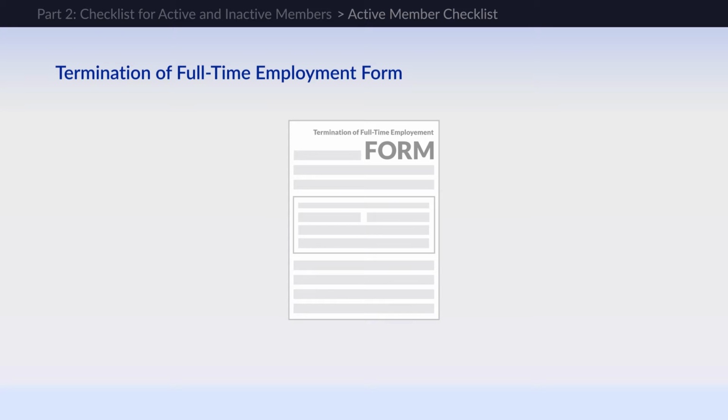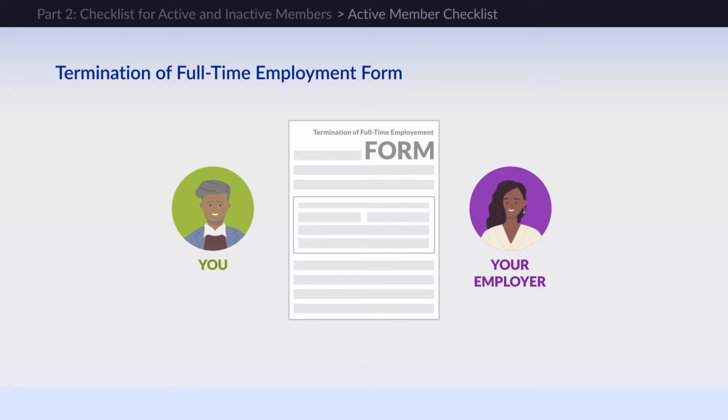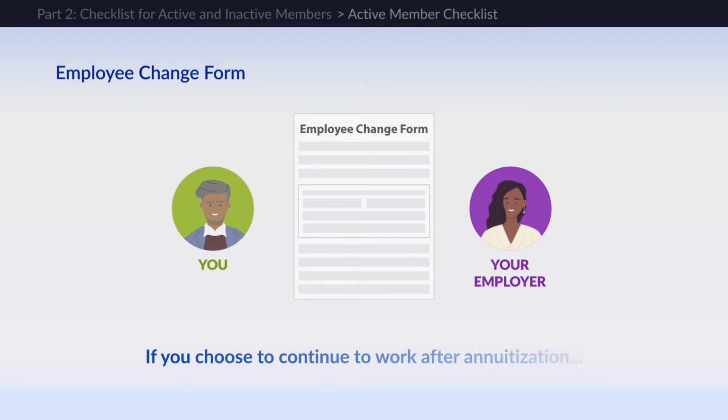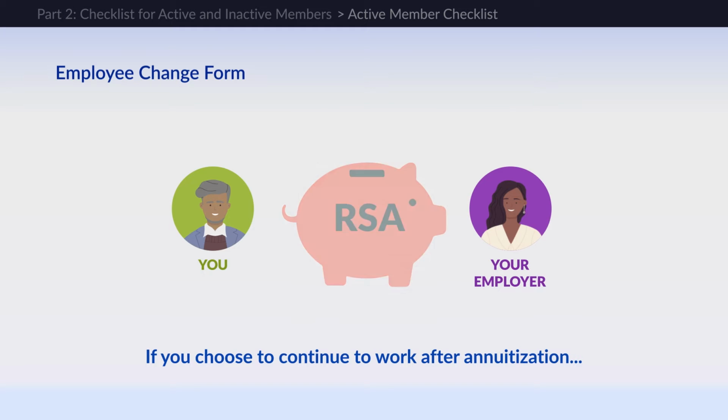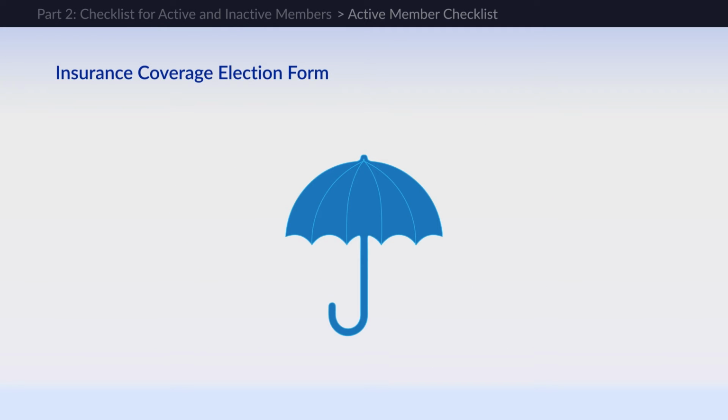A completed termination of full-time employment form. If you are currently working, both you and your employer are required to sign this form. This form confirms that your employment will be terminated and when your benefits will end. The employee change form. If you choose to continue to work after annuitization, both you and the employer are required to sign this form. This form indicates whether you and/or your employer will make ongoing contributions into the retirement savings account.